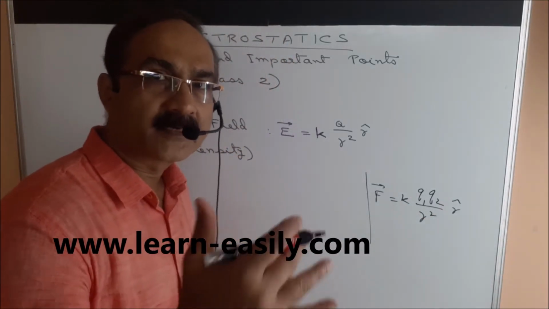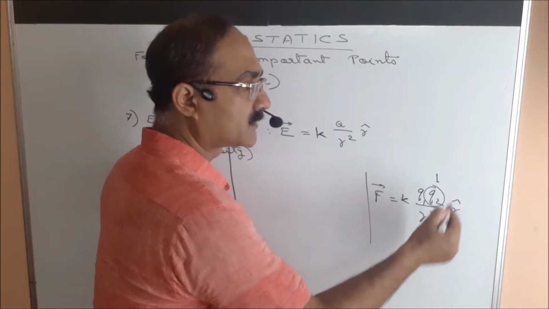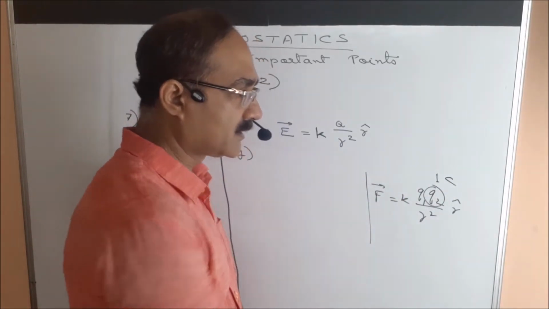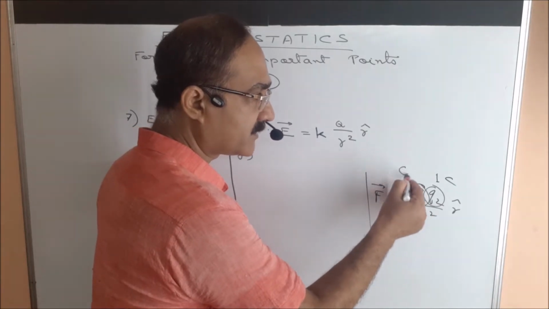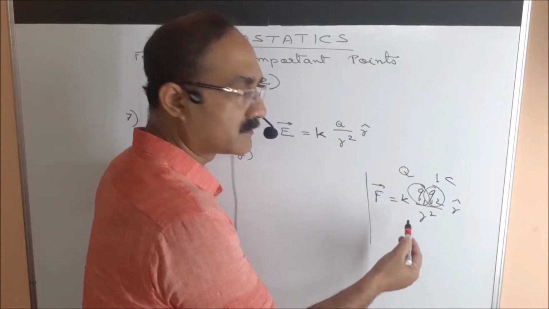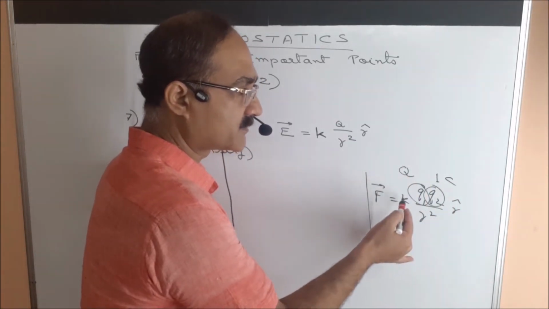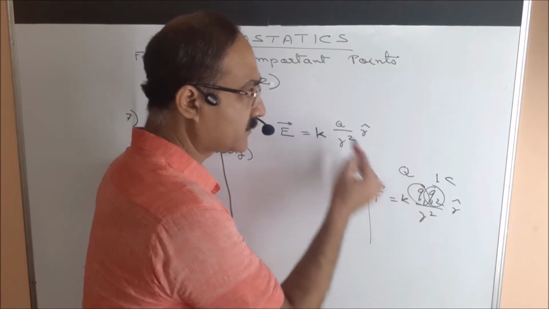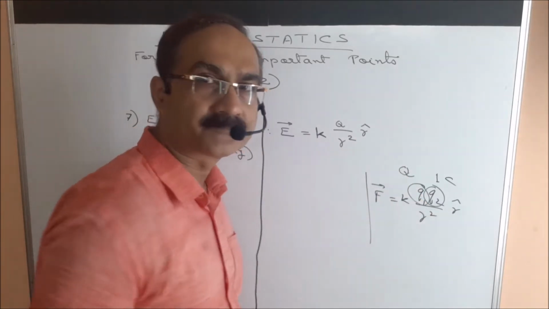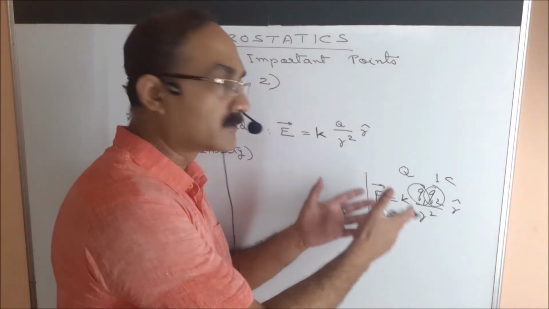Now for electric field intensity, by definition, that Q2 is 1, that is 1 coulomb, and for Q1, instead of Q1 we are writing capital Q. So this is the same formula. So this formula is derived from here. So this becomes K into Q by R square R cap. Right? So there is nothing difficult in this formula.